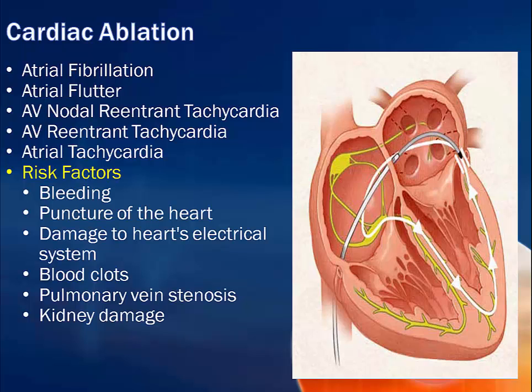Cardiac ablation does carry risks: bleeding at the site where the catheter was inserted, damage to blood vessels where the catheter may have scraped as it traveled to the heart, puncture of the heart, and damage to the heart's electrical system, which could actually worsen the arrhythmia. Blood clots would also be a risk factor. The patient will need to stop eating and drinking about 8 to 12 hours before the procedure.